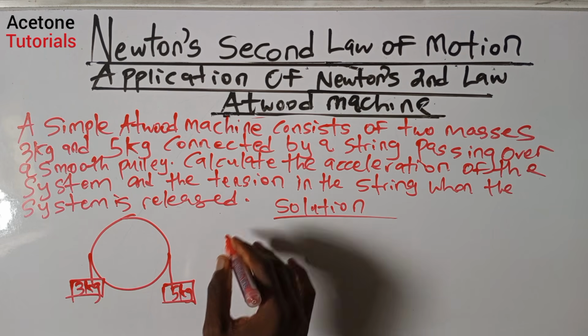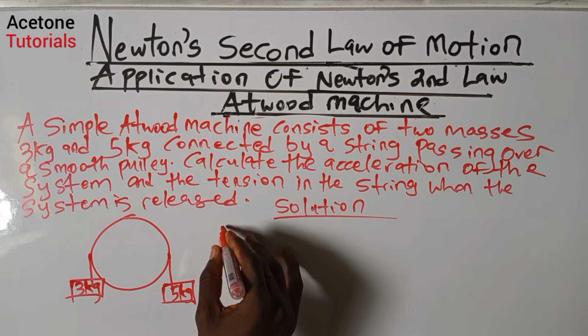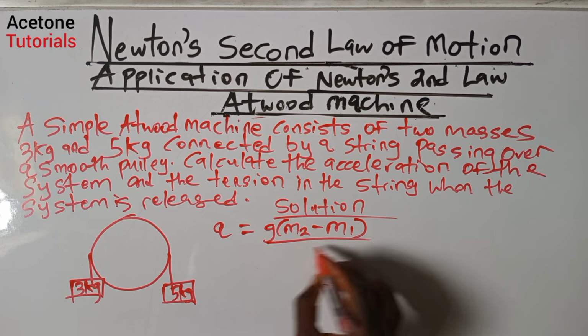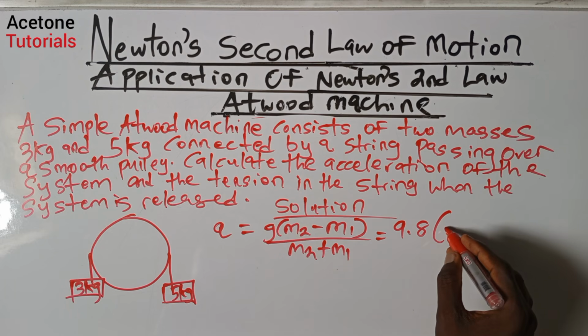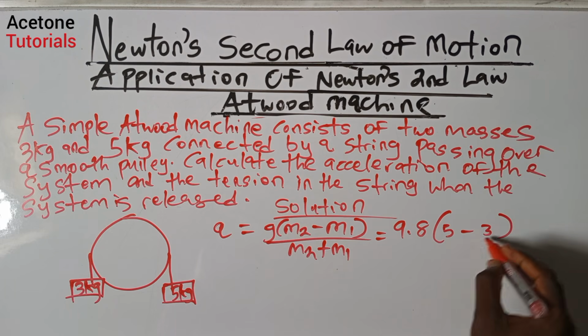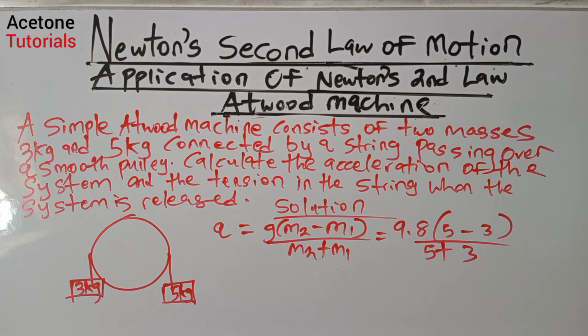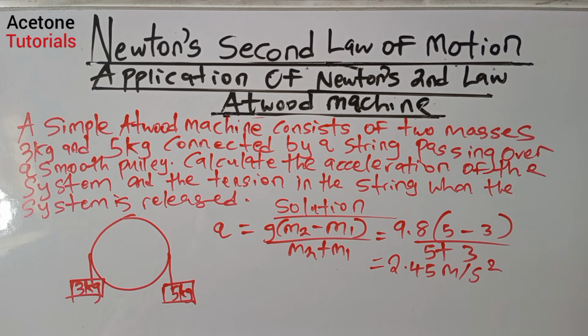So we know the formula for acceleration already. a equals g into m2 minus m1 over m2 plus m1. That's equal to 9.8 into bracket 5 minus 3 over 5 plus 3. 9.8 times 2 over 8 is 2.45 meters per second squared. That's the acceleration.